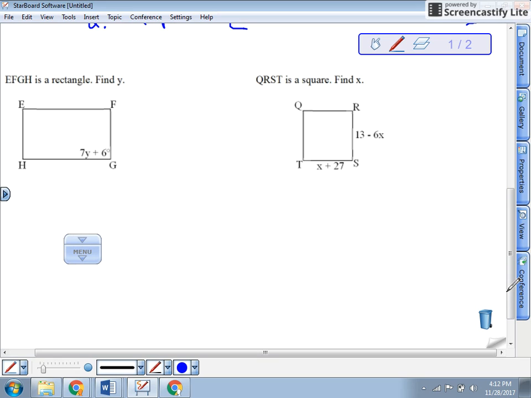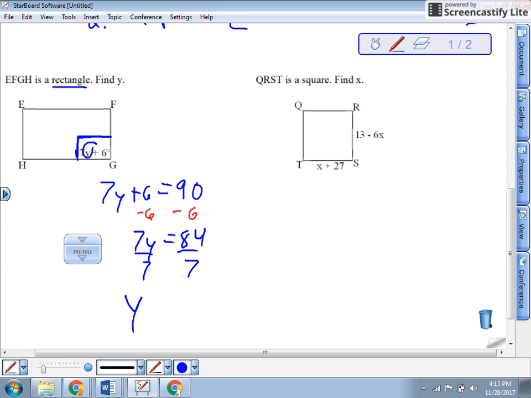EFGH is a rectangle. Find y. Well, y is right here. It's an angle, and we know that all of the angles in a rectangle equal 90 degrees. So that's the property we're going to use. We're going to say 7y plus 6 equals 90. Subtract 6, and we get 7y equals 84. Divide by 7, so y equals 12. And you're done. It's just a matter of remembering those properties, and again, you have that sheet, so refer to it.